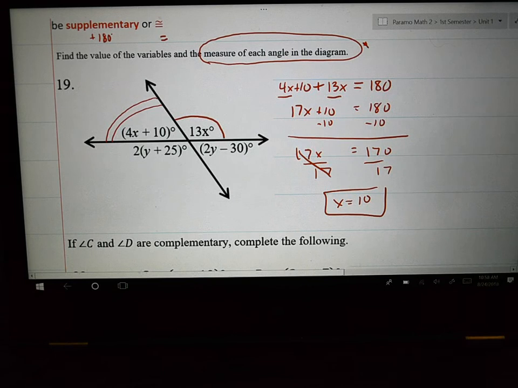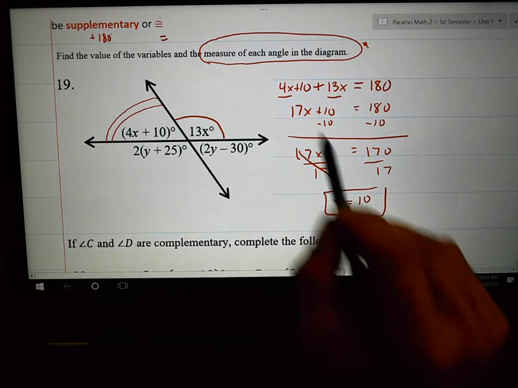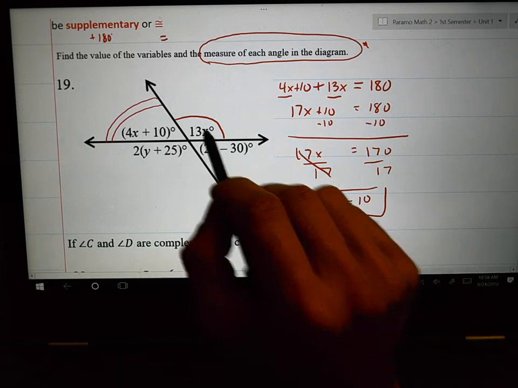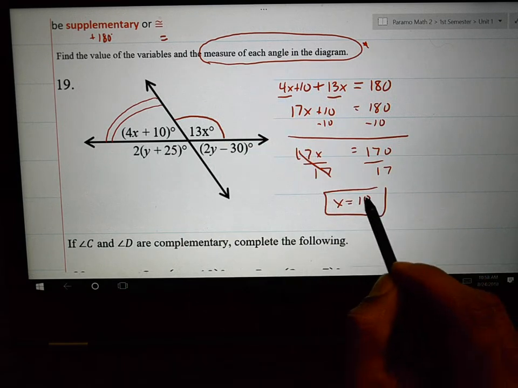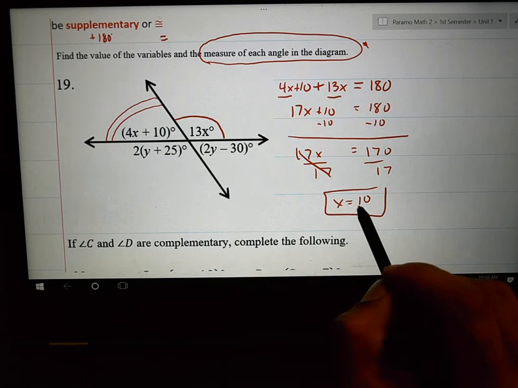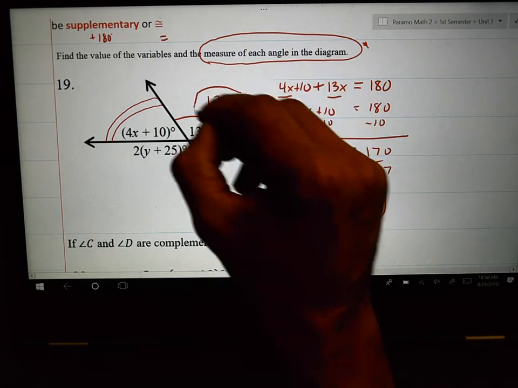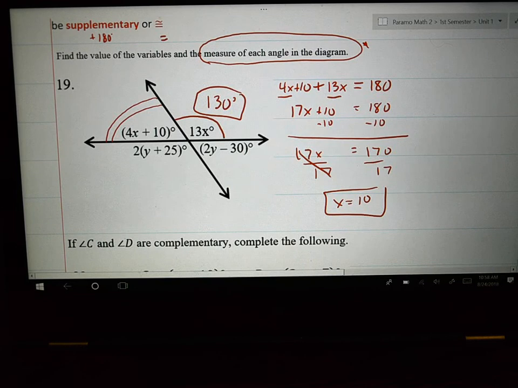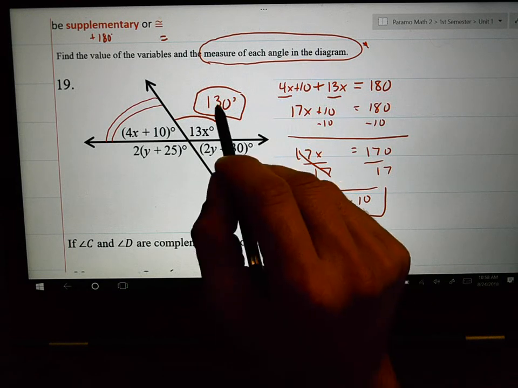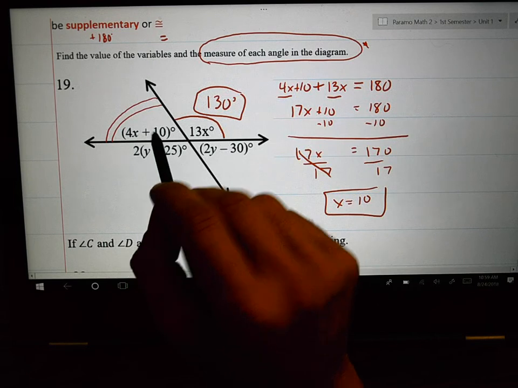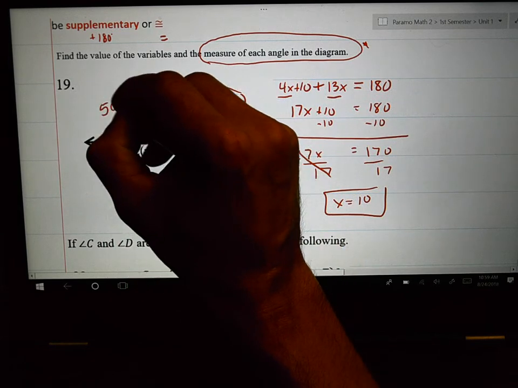Students will do the math right, but forget, well, how big is this angle? If that's 10 and that's 13x, well, how big is the angle? Plug it back in and do 13 times 10, and then you'll know how big this angle is. Plugging it back in is super important. Which means if this is 130, I bet when we plug this 10 in and add that 10, this should be 50 degrees.